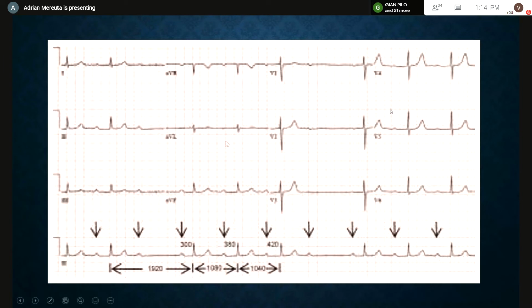This is the second degree type 1, that means Wenckebach. Look at these two, which are for the rhythm. You see the P wave, the other P wave, which is blocked, and the distance is smaller. It's actually measured 316. After that, increased 393, more increased 420, till a P is completely blocked, and the cycle starts again.